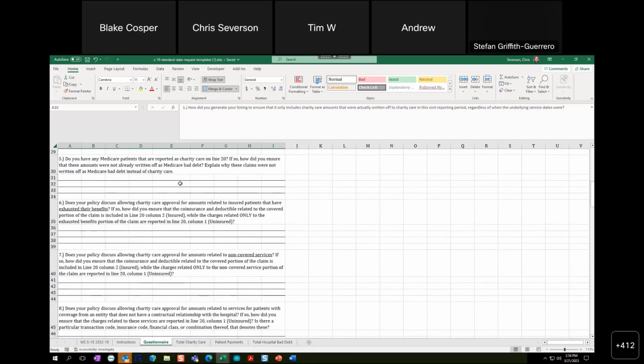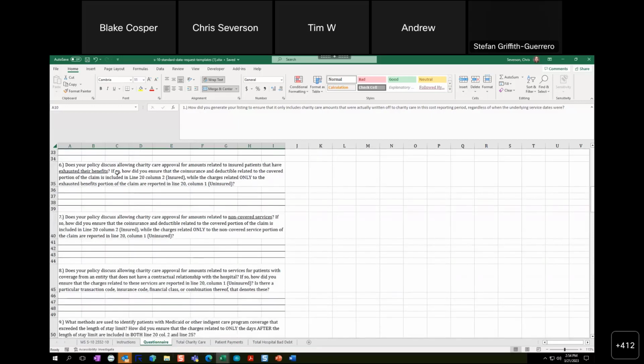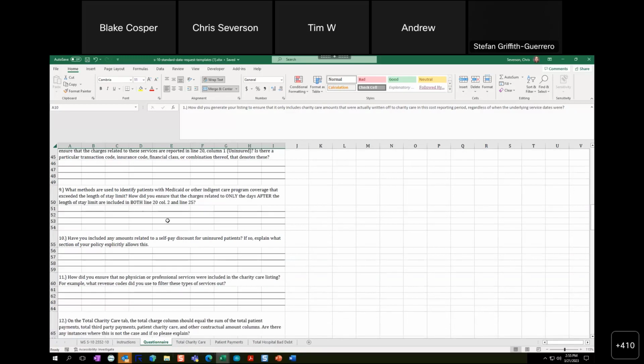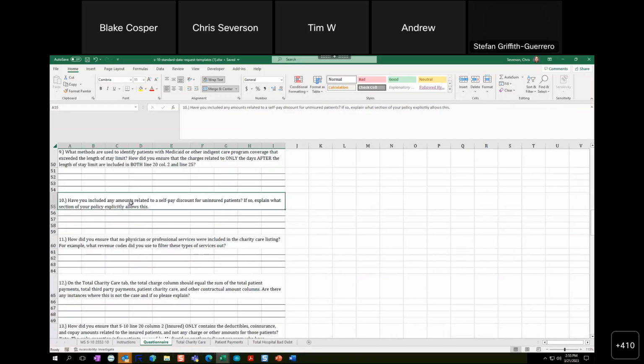The whole risk of Medicare bad debts being reported as charity care. Do you have any, and why? The whole exhausted benefit situation versus non-covered service, we detail that here. The whole, what does your charity care policy discuss? The length of stay limit for Medicaid, self-pay discount.